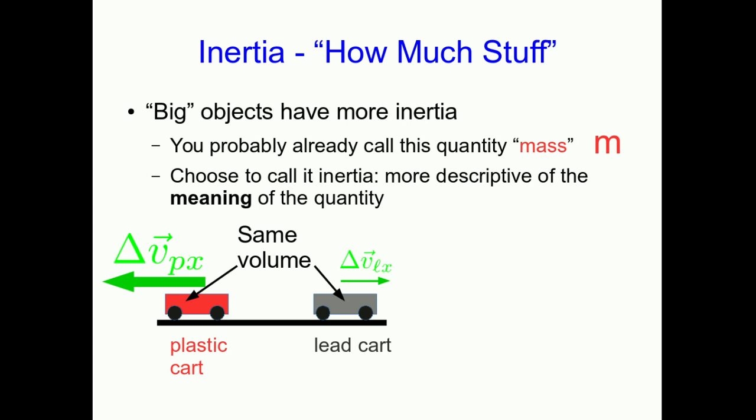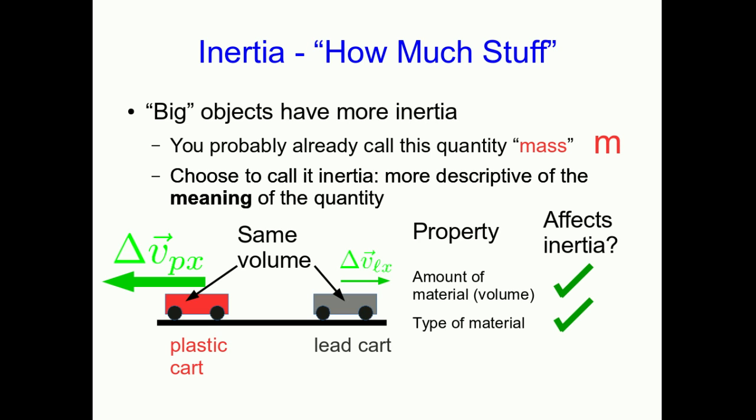And those are packed closer together in the lead than the plastic. But that's an atomic or subatomic view of things that we can't really get into in this course. You already know the idea of density. And so you know that what is going to affect inertia is the volume of the object. So two objects made of the same stuff, but with different volumes, will have different inertias.